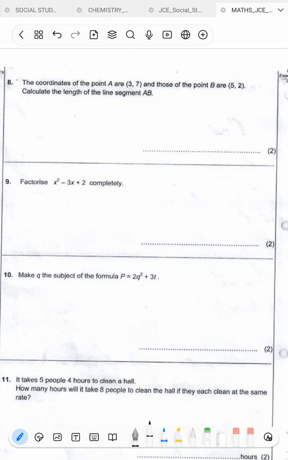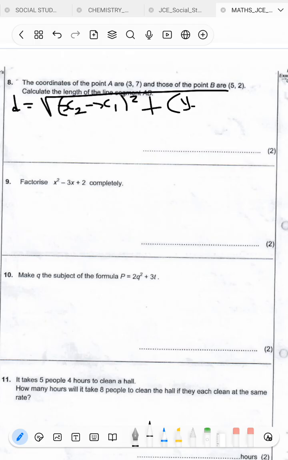How do we calculate that? You have to remember the formula that we use. It says d is equal to the square root of (x2 minus x1), whatever difference you find there, you square it, plus (y2 minus y1), and whatever difference you get there, you raise it to the power of 2. Remember, coordinates are always in the form of x comma y.